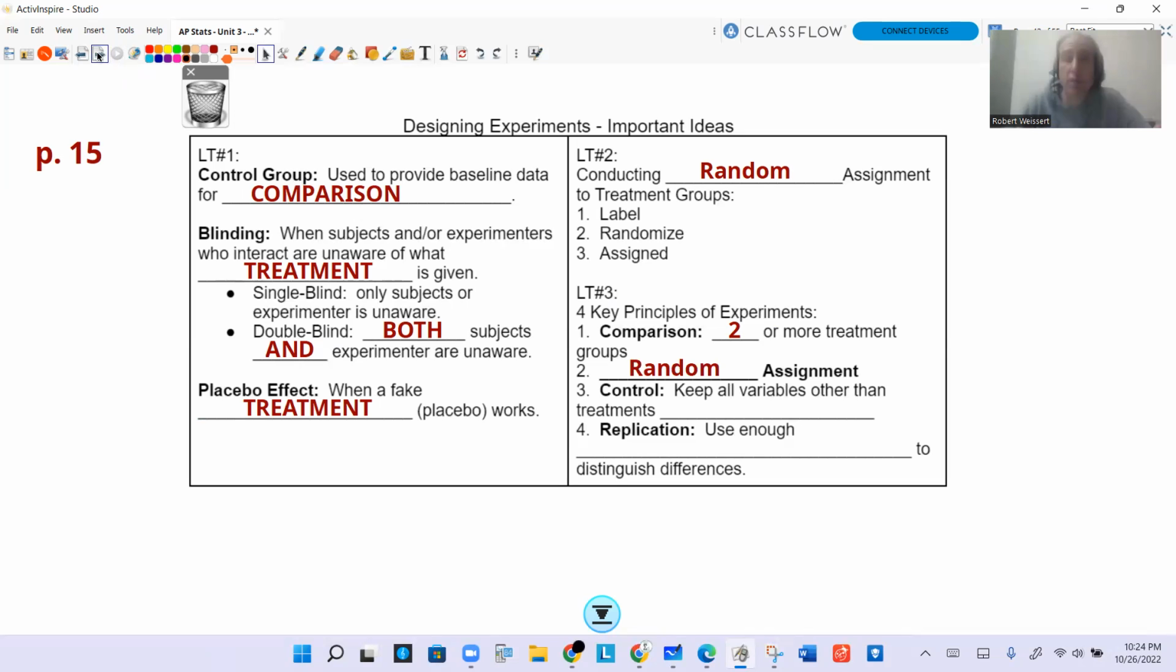Control. You've got to have something to control things. Keep all variables other than treatments constant. In our next lesson, we'll talk more about how to implement more effective control methods, but we want to make sure we can reduce the effect of confounding variables. And then replication. You've got to have enough people to make this convincing. So we use enough experimental units to distinguish the differences.